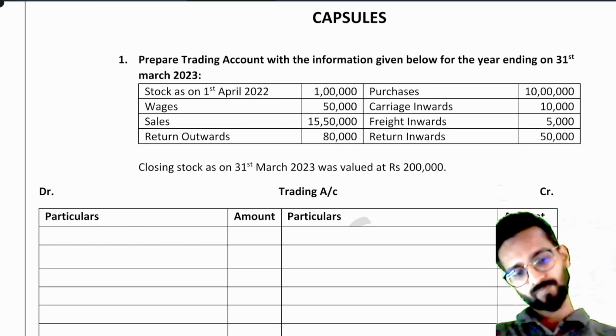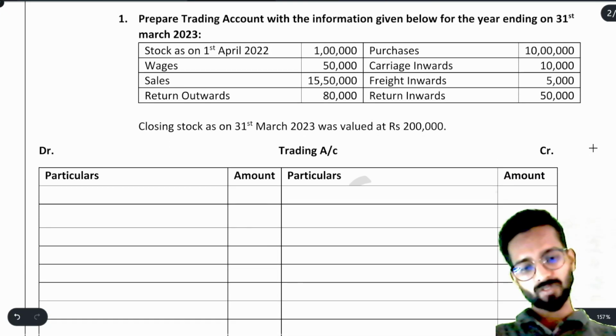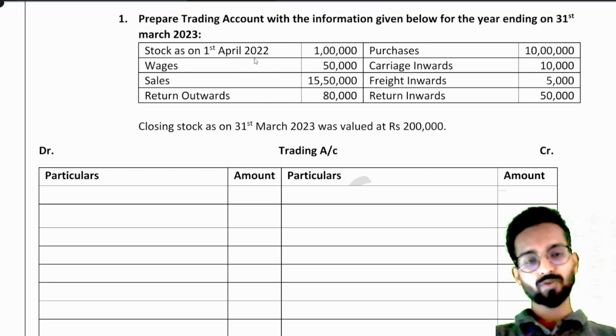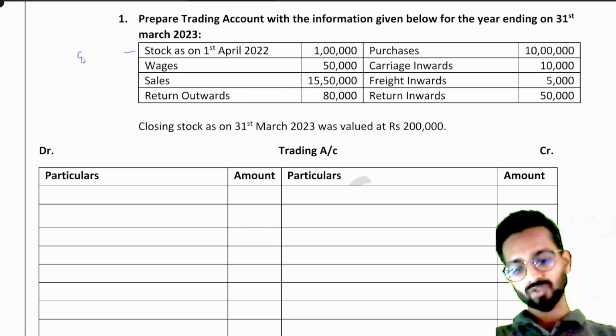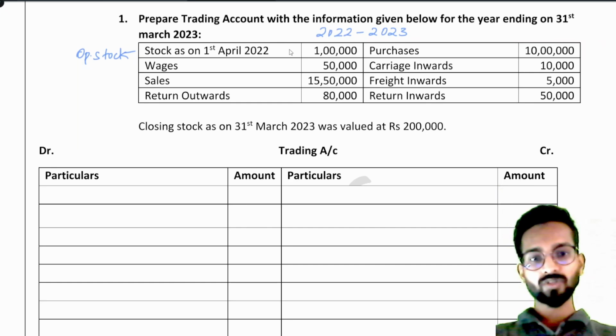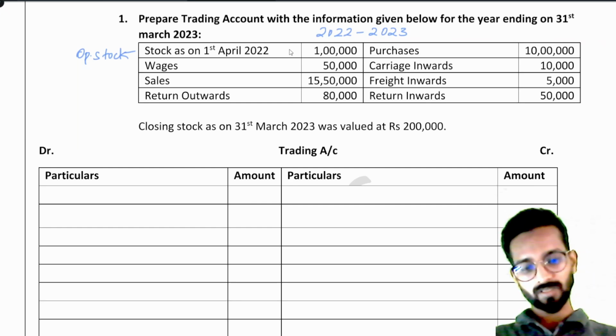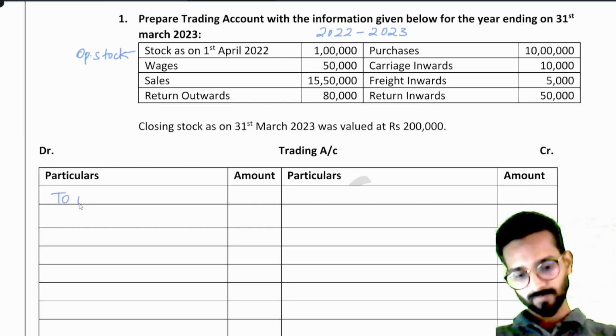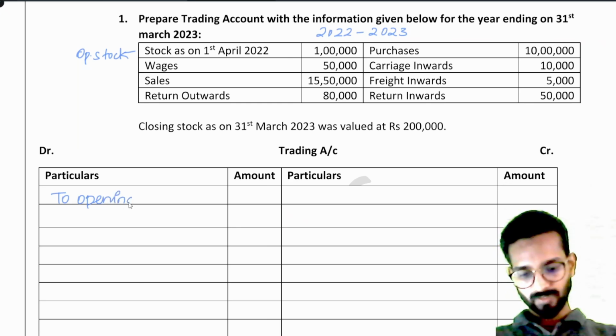Question number 1 we have: prepare trading account with the information given below for the year ending on 31st March 2023. See, stock as on 1st April 2022, it means it is the opening stock. Our year is 31st March 2023, it means the year is 2022 to 2023. Year will be ending on 31st March 2023. We have stock on 1st April 2022. So where will the opening stock come? Tell me. We will write here, to opening stock, how much? 1 lakh.